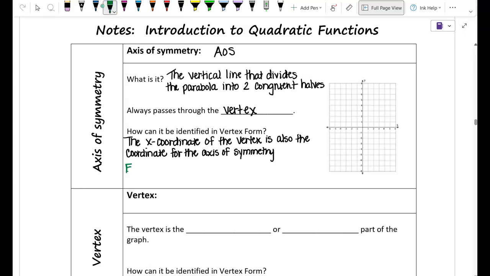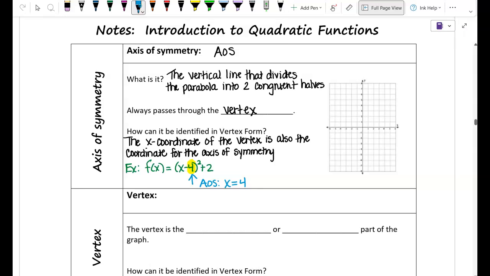So for example, if they give me the equation f of x equals the quantity x minus 4 squared plus 2, we're looking at whatever number is there in that h position. In this case, it's a 4. So our axis of symmetry here would be x equals 4.